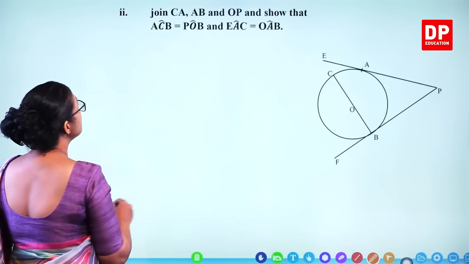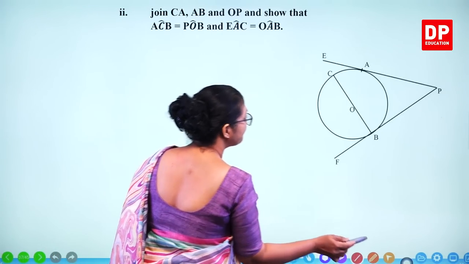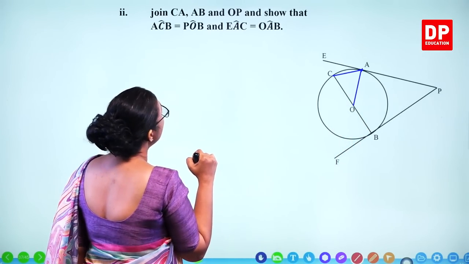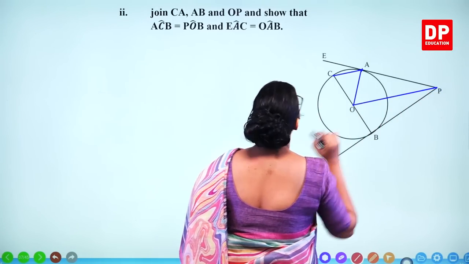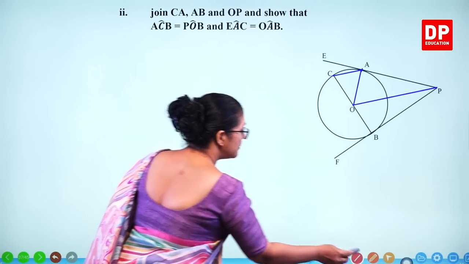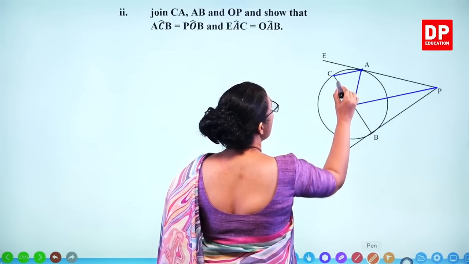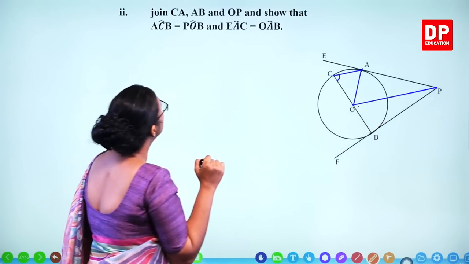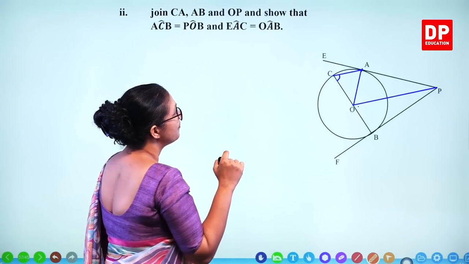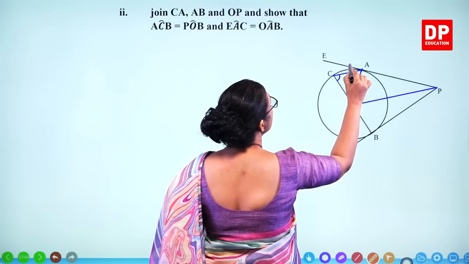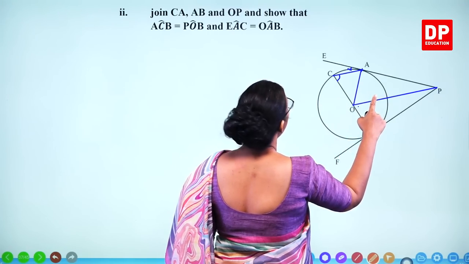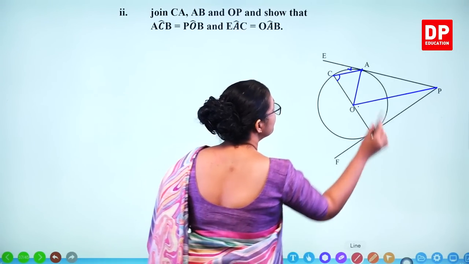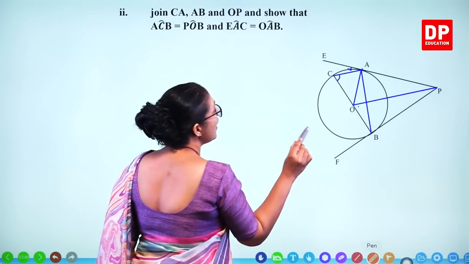Then we'll take the second part. Join CA. We join before O. And OP. And show that ACB angle and POB angle, both are equal, and EAC angle is equal to OAB. So you have to connect AB also. OAB means this angle.